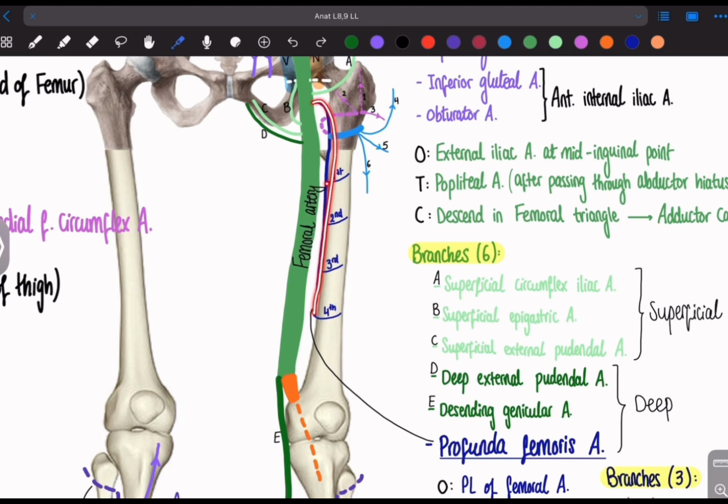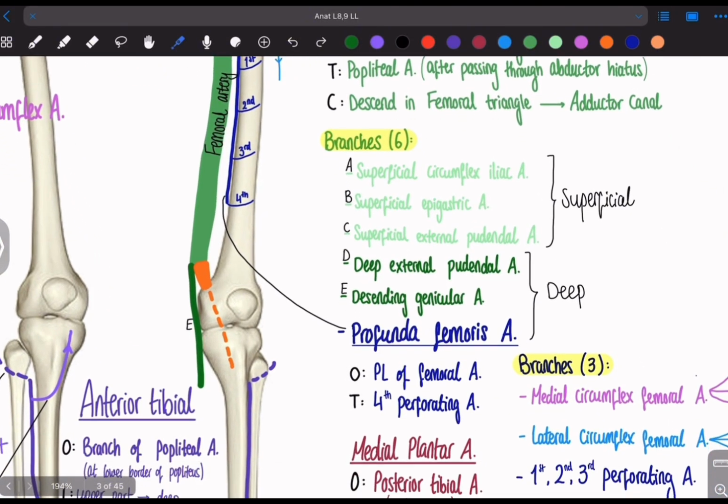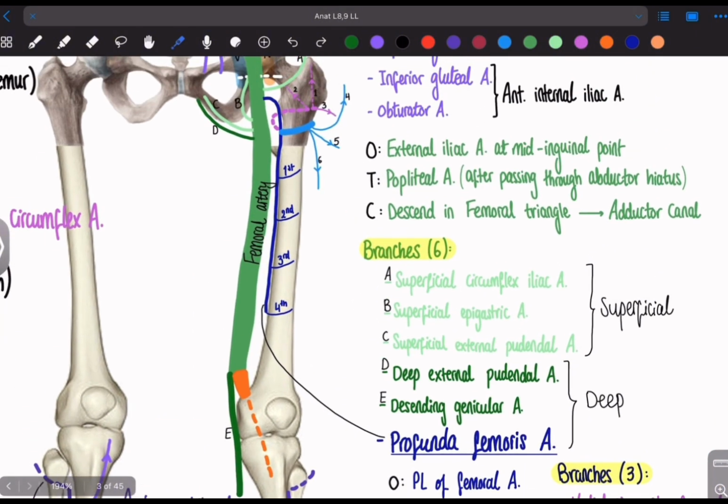It's going to give us 3 branches first, here, okay? No, wait, let's start again. It's going to descend downward and give us 3 branches here. First, second, third. What are these branches known as? Perforating branches, okay? So first, second, third perforating arteries. So it's going to give us the first 3 branches, which are the first, second, and third perforating arteries.